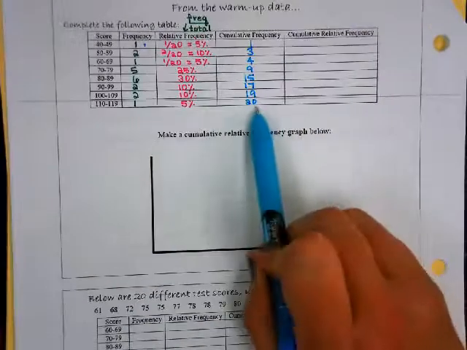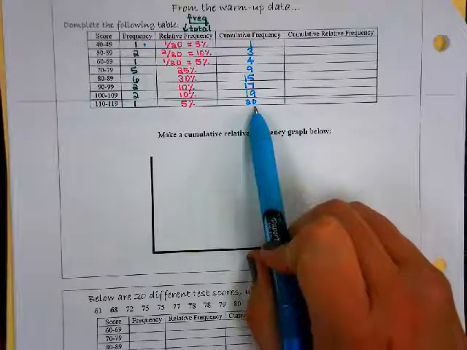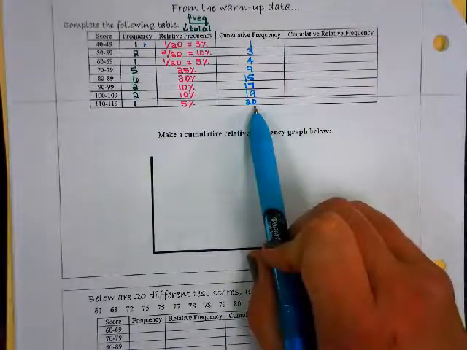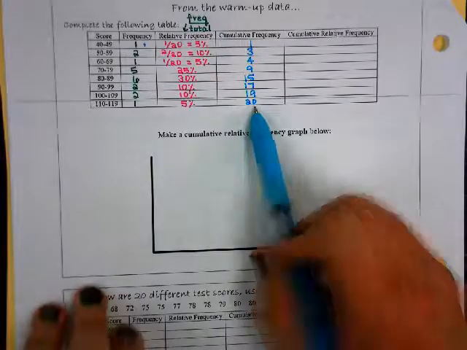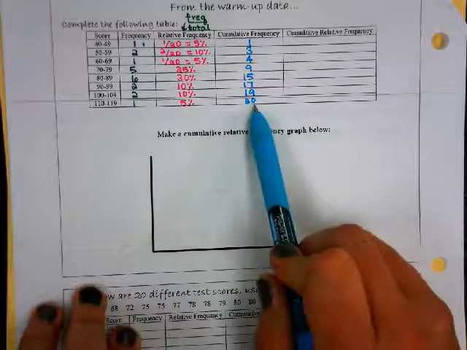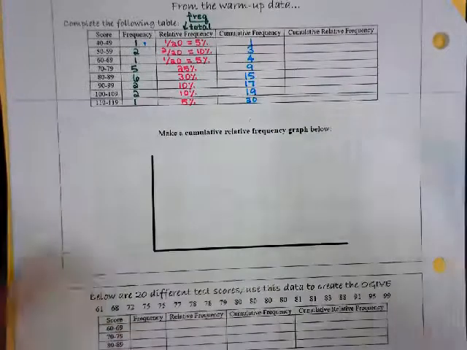Your last number in your cumulative frequency column should be what your total is. So like we were dividing out at 20. My last row in that column is 20, so I know I did it right.